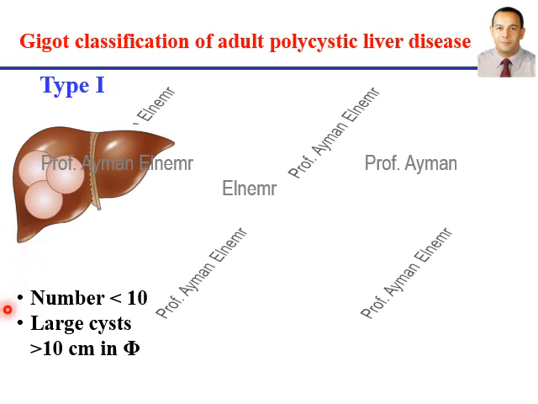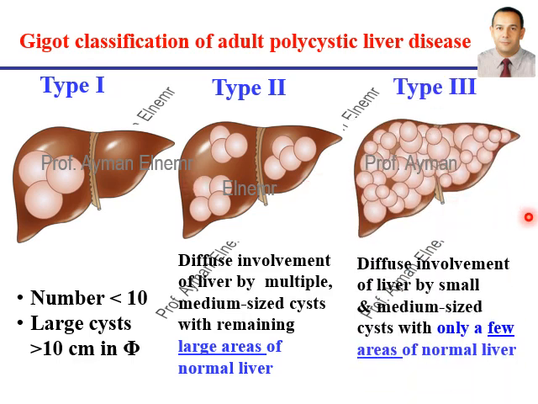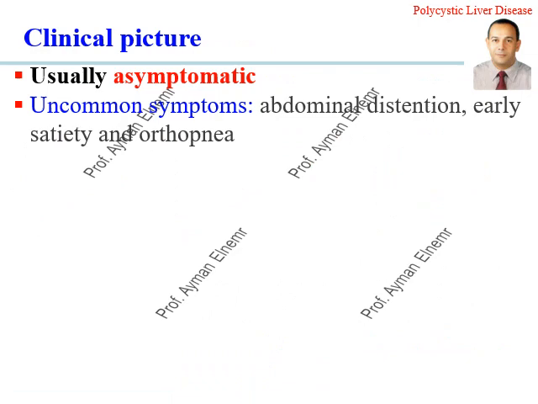Type 1, the number of cysts is less than 10, and the large cysts are more than 10 centimeters in diameter. In type 2, there is diffuse involvement of the liver by multiple medium-sized cysts with remaining large areas of normal liver. In type 3, there is diffuse involvement of the liver by small and medium-sized cysts with only few areas of normal liver. This condition is usually asymptomatic.